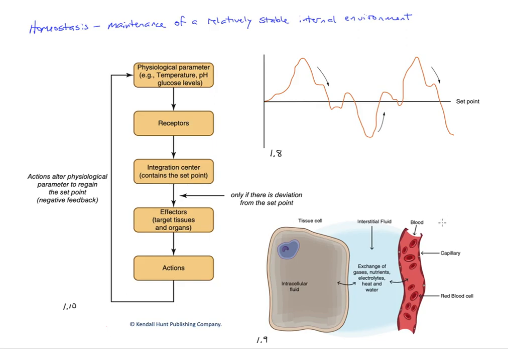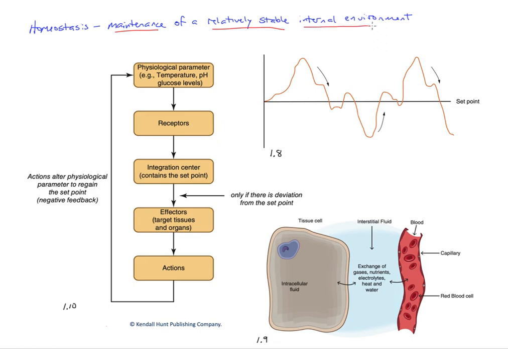Little bit about homeostasis and the mechanisms of maintaining it. At the top here, we have our definition of homeostasis. There are sort of key words here. Maintenance of a relatively stable internal environment. Maintenance would indicate that this is an ongoing process and it's energy requiring. Relatively stable, as opposed to perfectly stable, means that it does vary. This environment does vary over time.